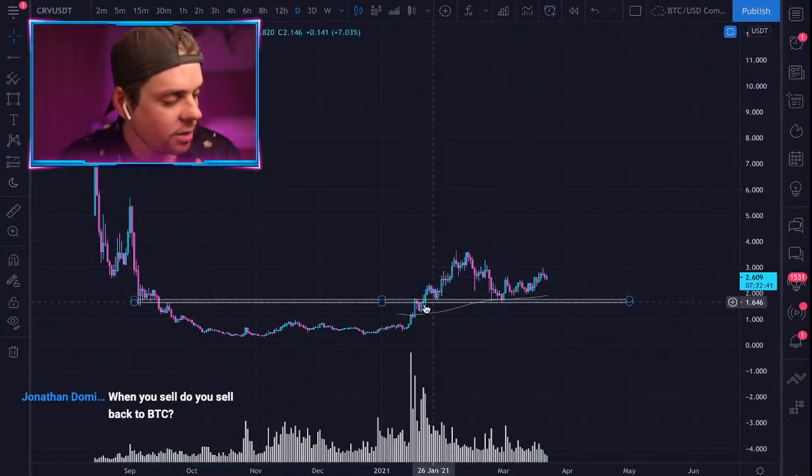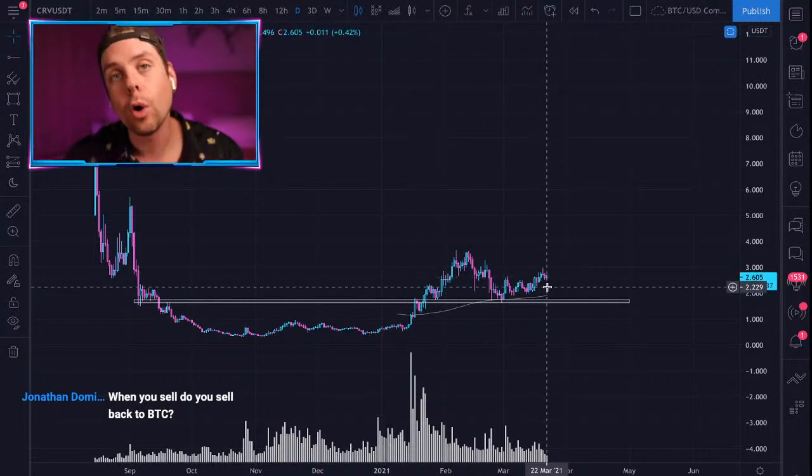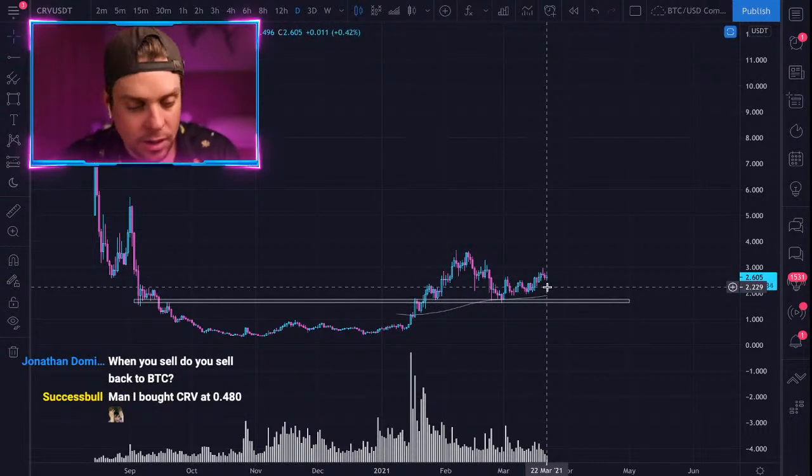So we're developing a trading range as a backup, and this is kind of taking the form of a cup and handle.